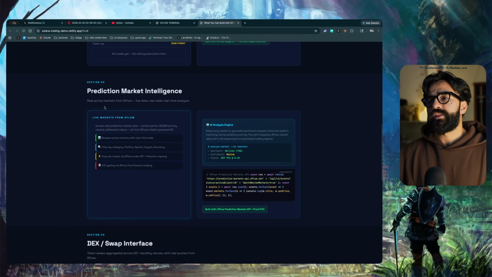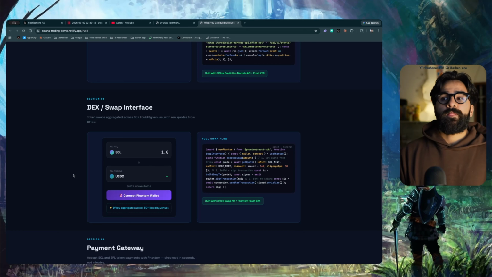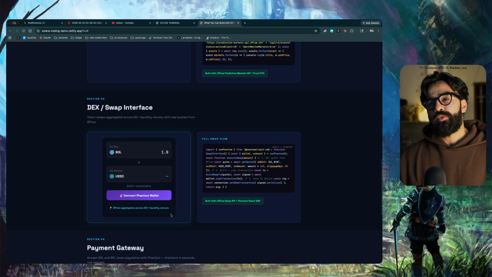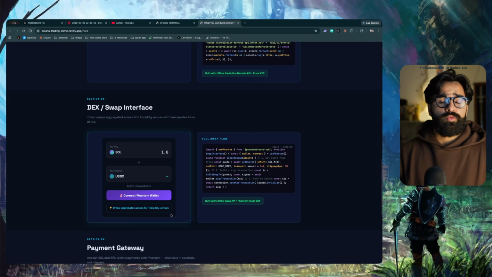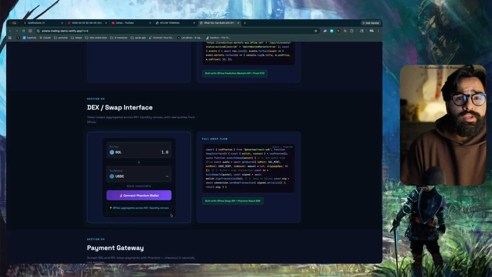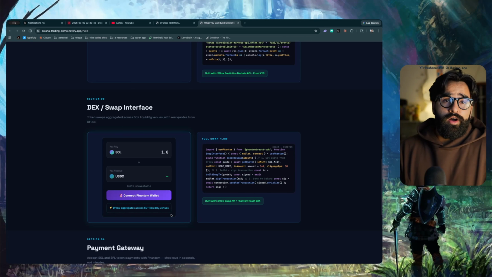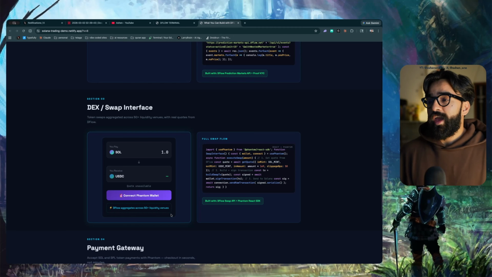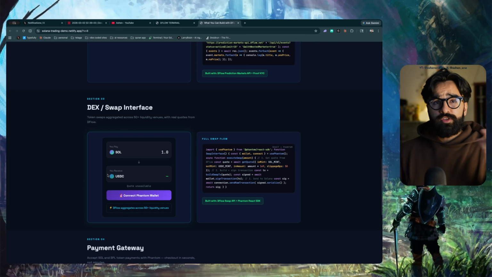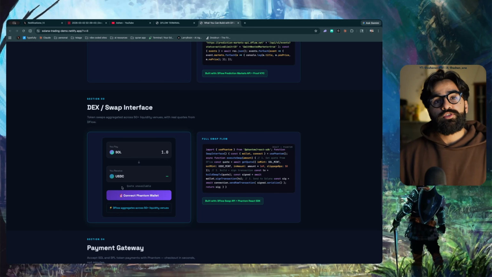Number 2, we already did this: prediction markets intelligence. This gets connected directly into Kalshi like we showed you before. And number 3 is an actual DEX. Using DFlow, you aggregate across about 50 different liquidity venues, and you could create an entire swapping feature in your website. It doesn't even need to be a Web3 website. If you really want to offer something to everybody, you can have this being used by agents. You can have your Openclaw go onto a website that you've created just for yourself and have it swap stuff if you'd like.